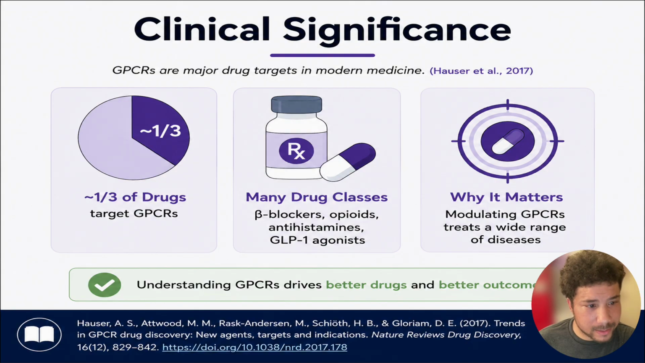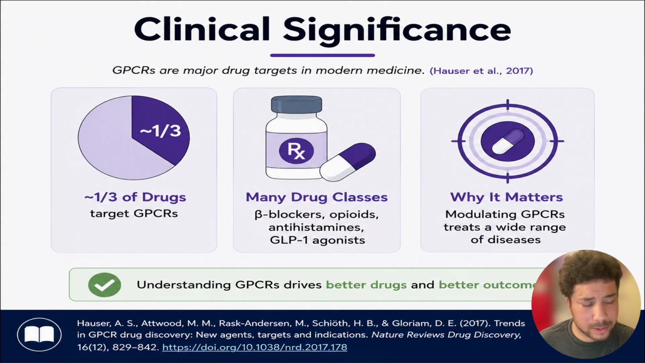Several familiar medication classes work through GPCRs. Beta blockers act on beta adrenergic receptors, and they are used in conditions such as hypertension, certain arrhythmias, and heart failure. Opioid medications act on opioid receptors, which are GPCRs involved in pain perception and other nervous system functions.